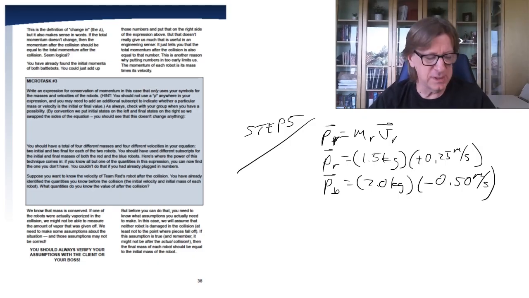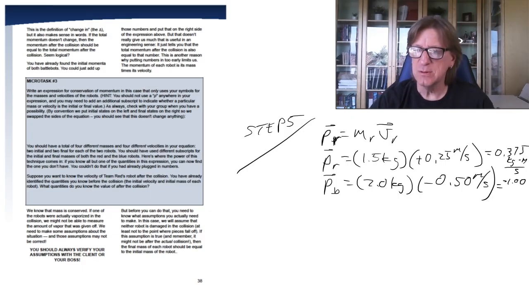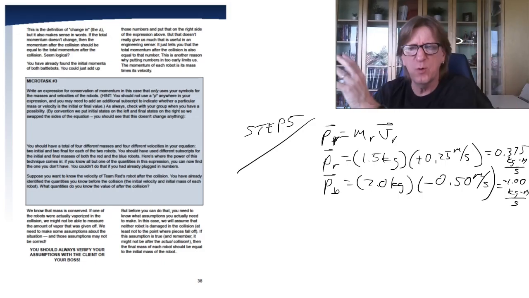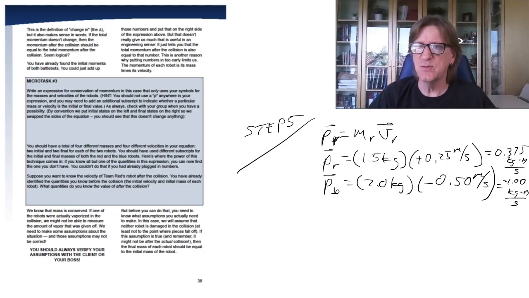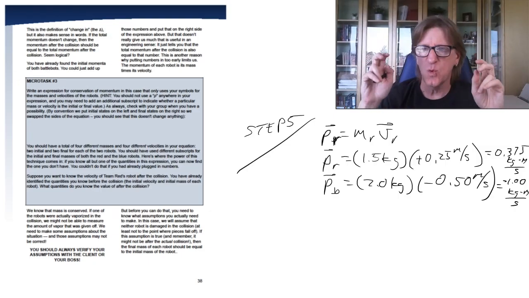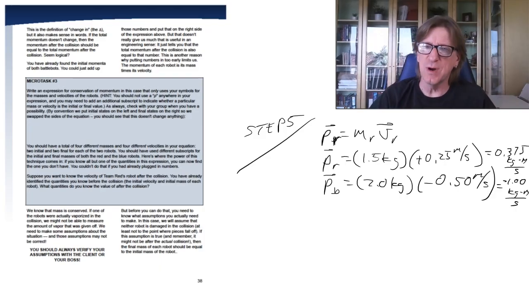Okay, so we put this into our notes here, and if you punch that in your calculator, make sure you pause the video and do that yourself, and we get 0.375 kilogram meters per second. And when we do this one, we get negative 1.00 kilogram meters per second. All right? And that makes sense. Our red robot is moving to the right. It's moving in the positive direction. So that means its momentum, its quantity of motion, must also be moving to the right in the positive direction. Same thing with PB, our blue robot. Its motion is going to be in the negative direction. So its momentum had better be in the negative direction.